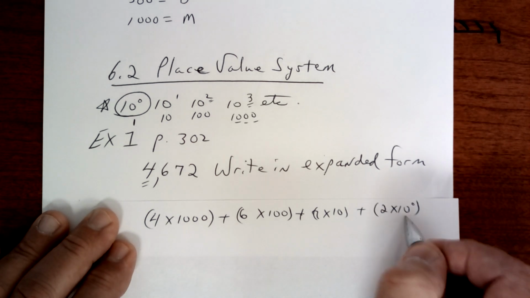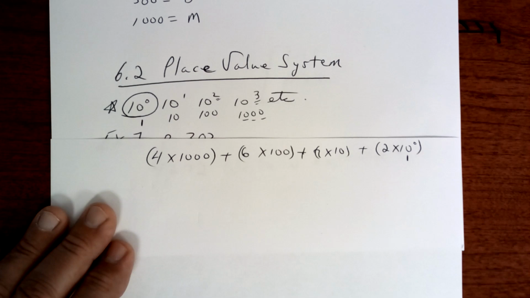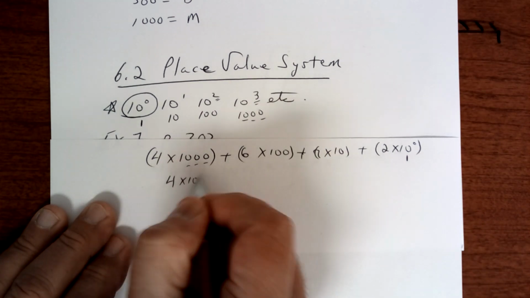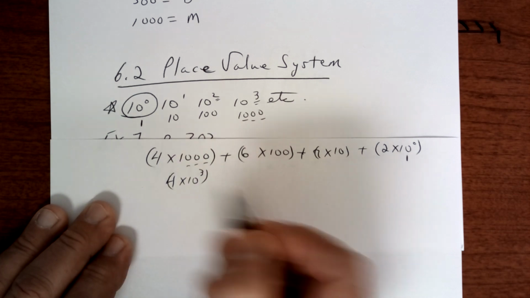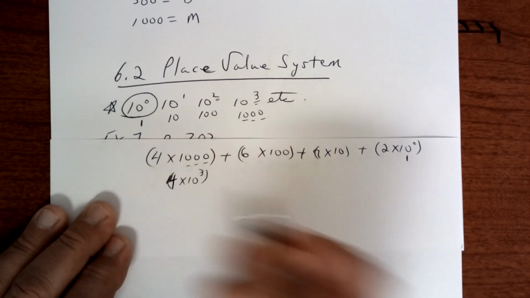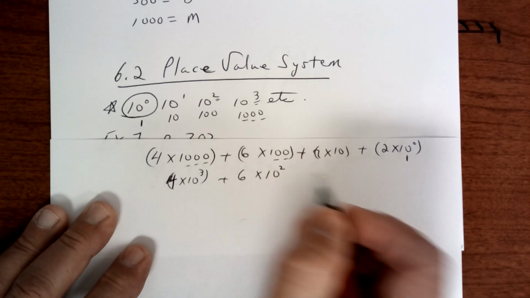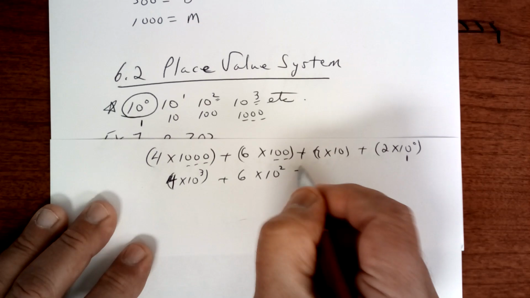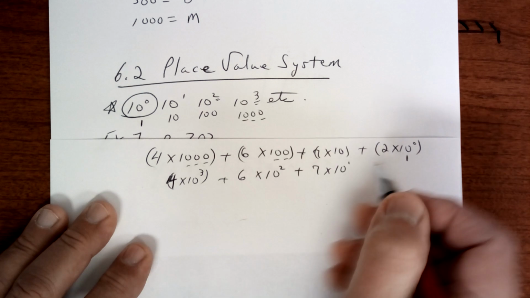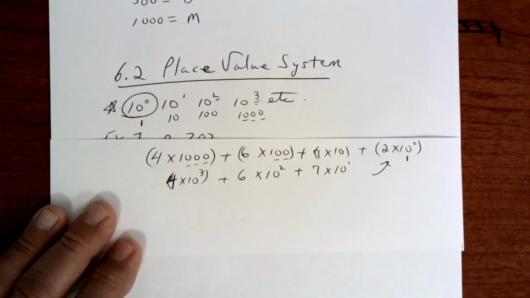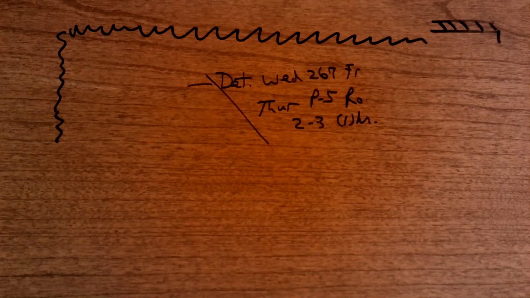Okay? Now, you can write this, since you have 3 zeros, as 4 times 10 to the 3rd power. And then 6 times 10 to the 2nd power, because you have 2 zeros. 7 times 10 to the 1st, and 2 times 10 to the 0 power. Okay? That is called expanded form. Make sure you check your answers so you know what they want you to do. Let's keep moving.